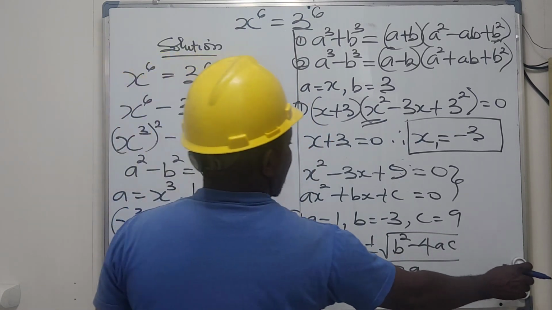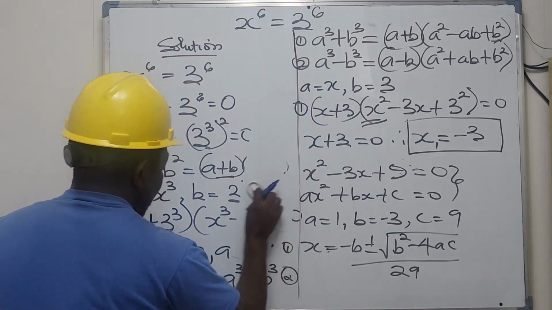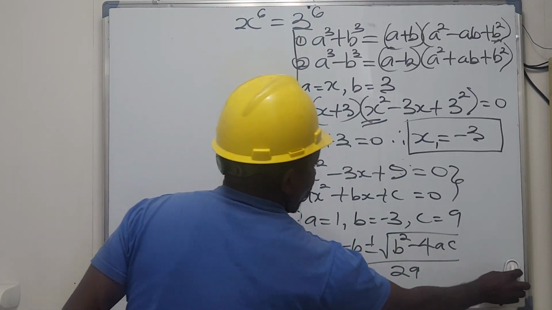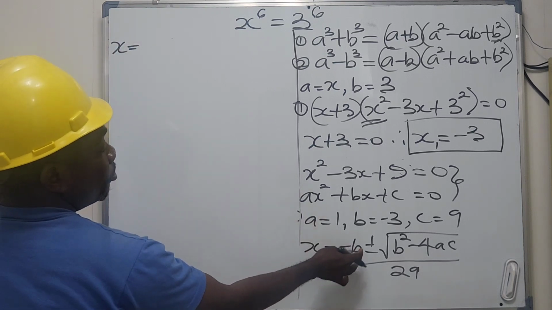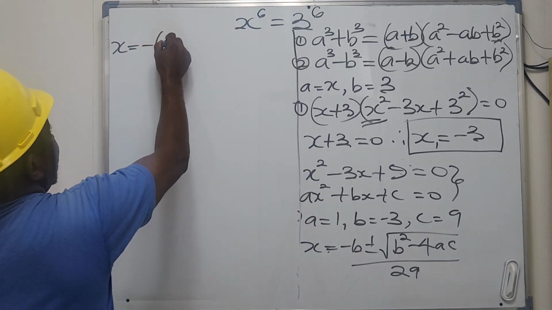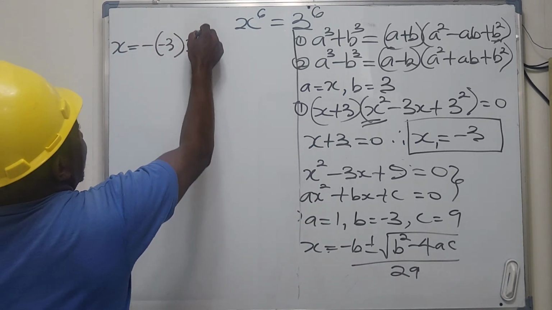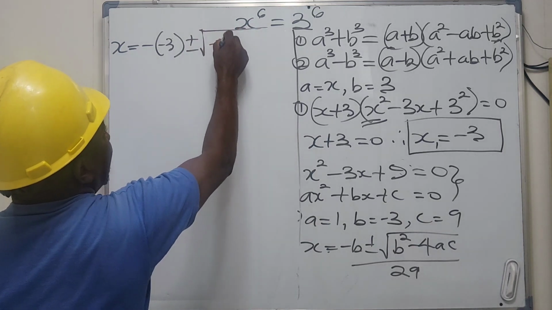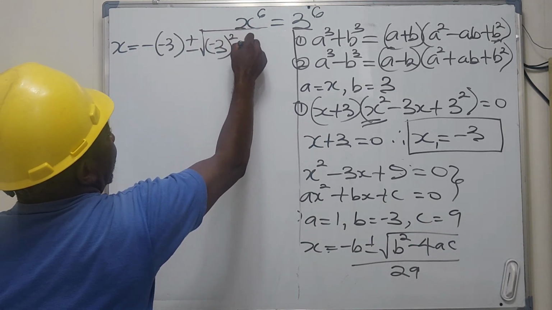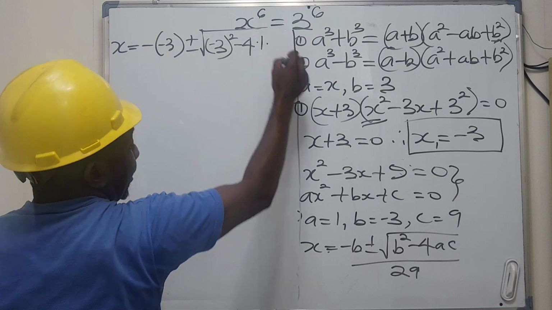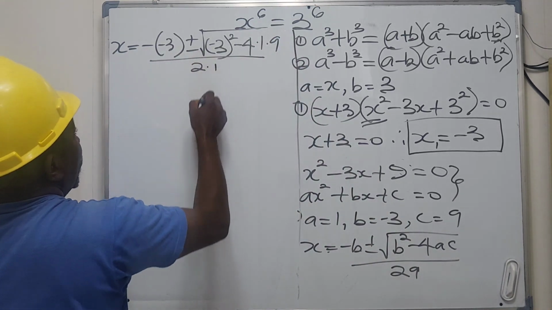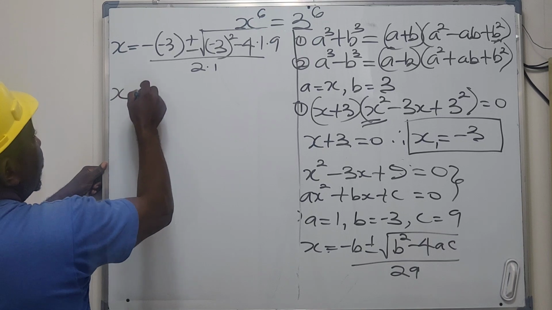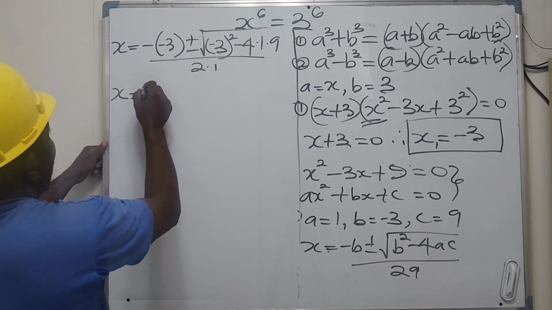So in that case, we are going to substitute the parameters into the quadratic formula, where we have the value of x equals minus b, which is minus into minus 3, we have plus or minus square root of minus 3 to the power of 2 minus 4 times 1 times c, which is 9, all over 2 times 1. Our value of x equals minus times minus 3 will become 3.